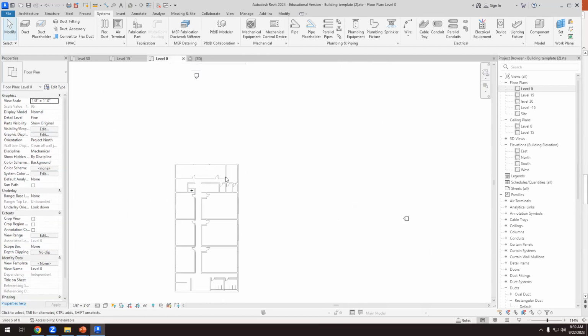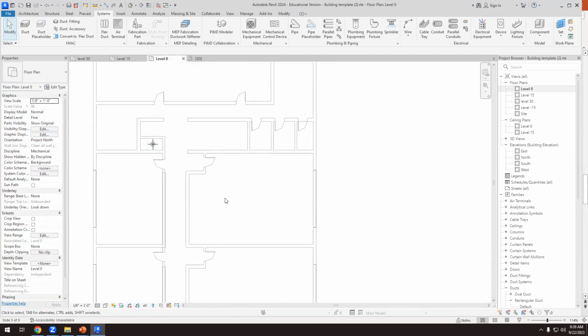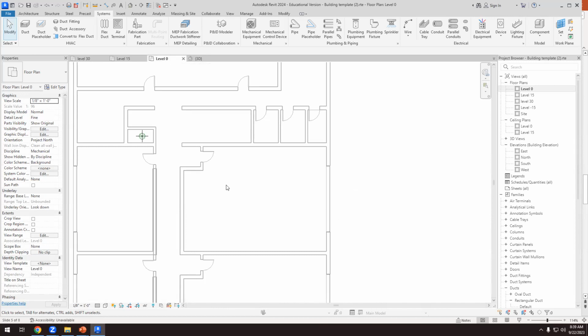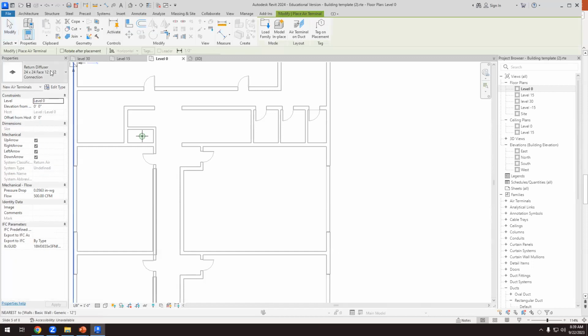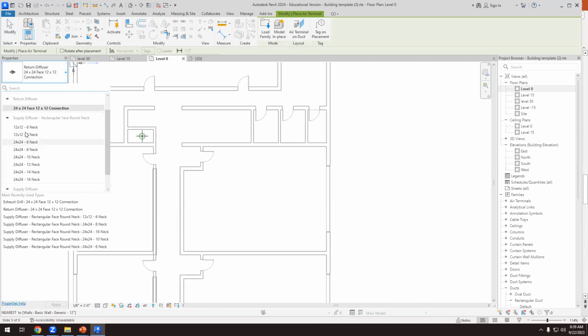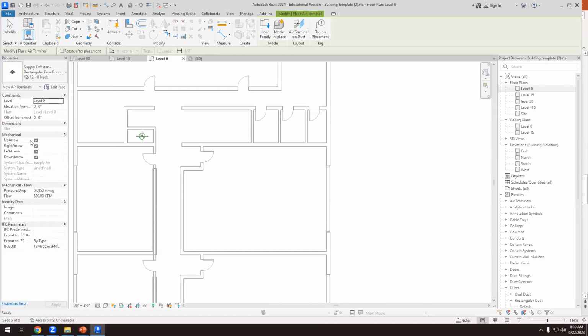Now, let's work with level 0. On level 0, we are going to place supply diffusers and return diffusers. We are going to work with the supply and the return on the first floor, and then we will copy everything to the second floor. I think that's the right way to do it. So supply diffusers, air terminal. By default, we have return, so select supply. I think it was 12 by 12, 8 neck.